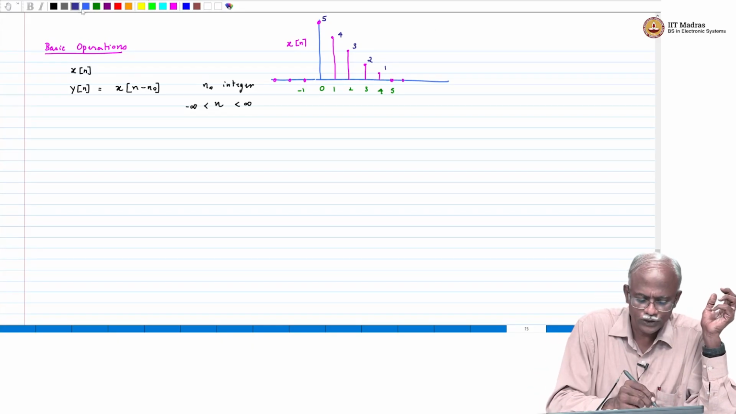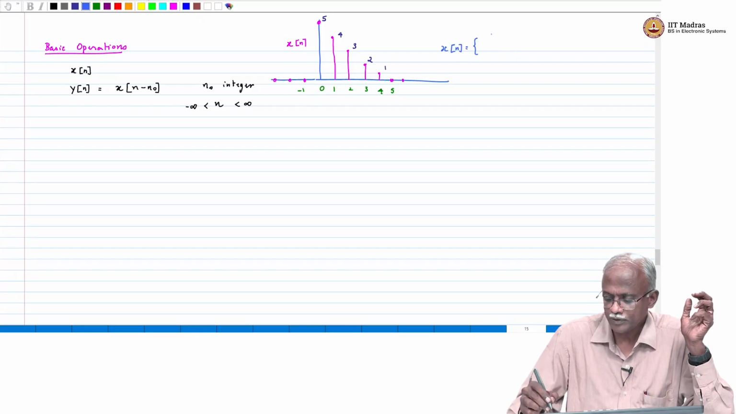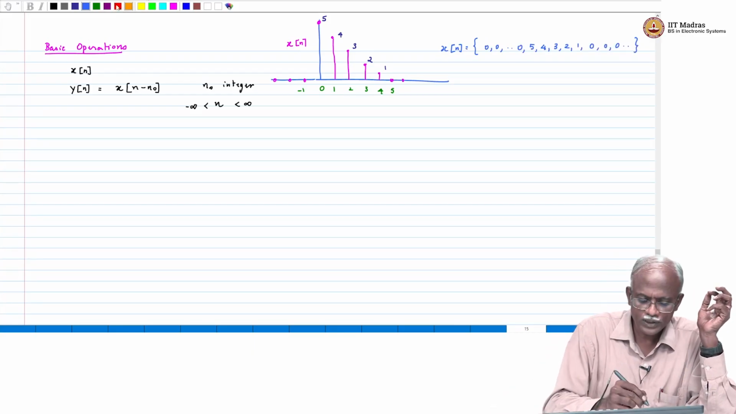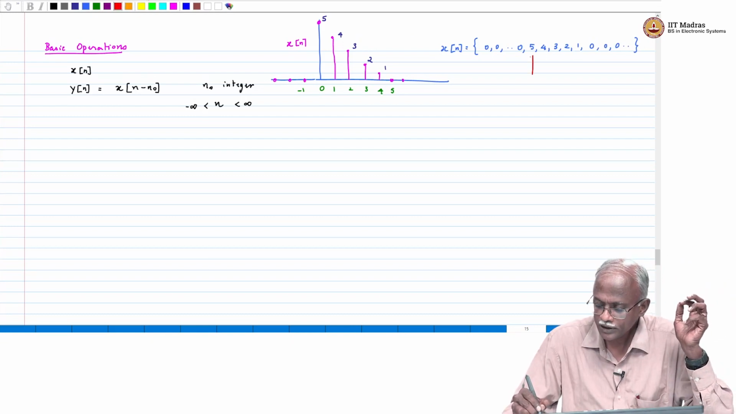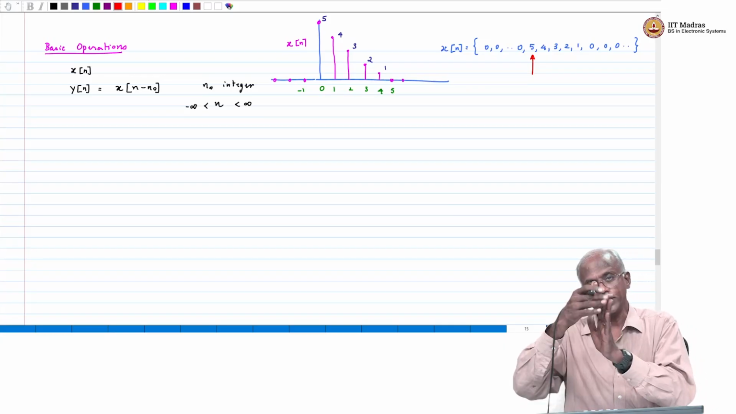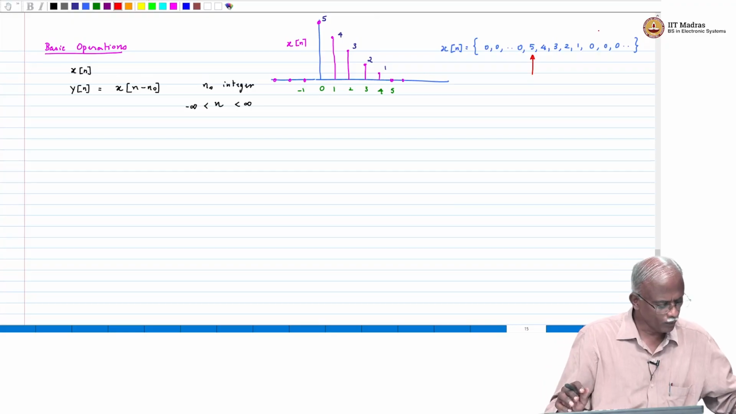So if I were to ask you to write down this sequence using the notation that we have already introduced, it will be x of n equal to the sequence with many zeros, and then comes 5, 4, 3, 2, 1 and then zeros after that. The origin corresponds to the sample equal to 5. So whether you draw it graphically or you write it in the form of a sequence, both are one and the same.